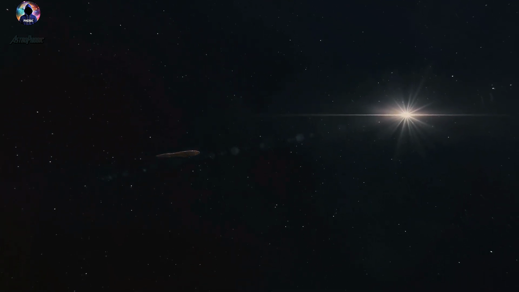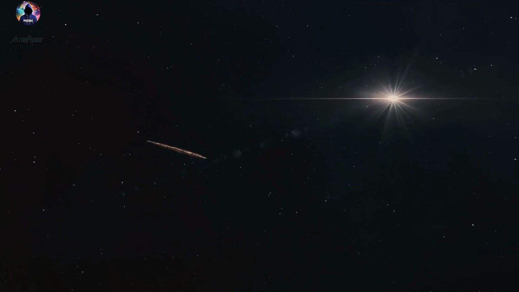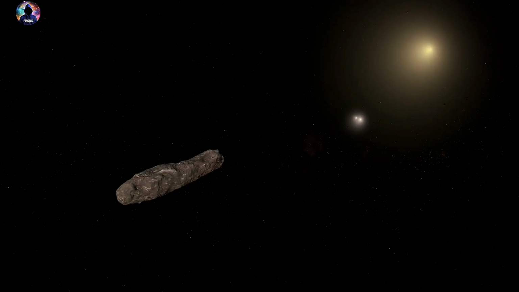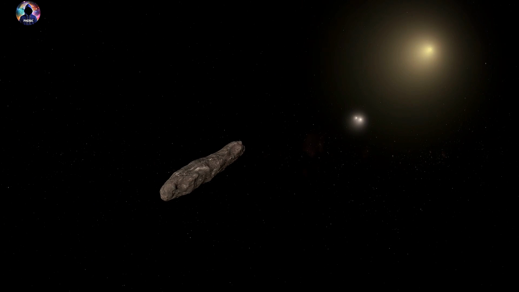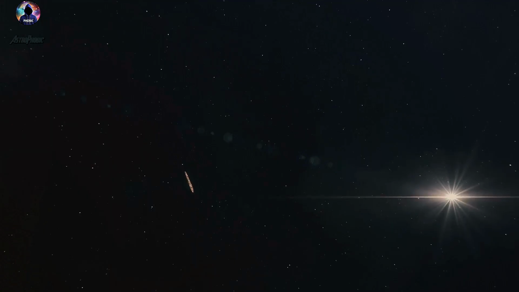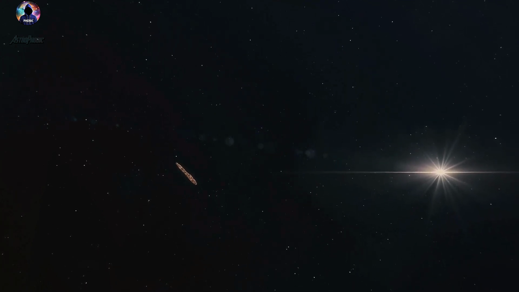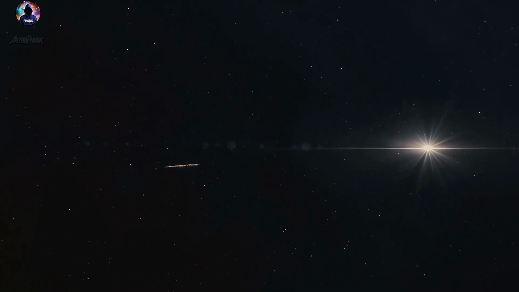Its mysterious nature, coupled with its unusual elongated shape, suggests a composition different from any identified celestial bodies. To fully comprehend Oumuamua's structure, astronomers leverage the best of modern technology, utilizing advanced telescopes and spectrometers to decipher its composition. The data collected could potentially reshape our understanding of interstellar objects.